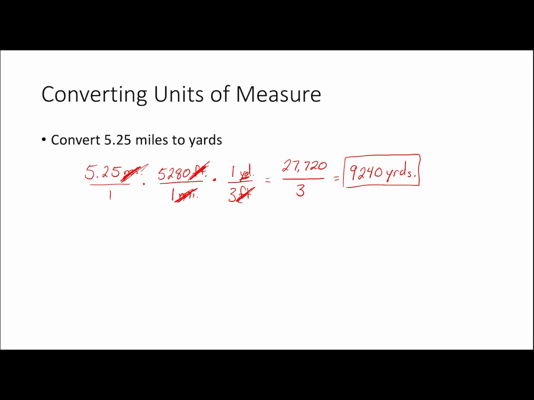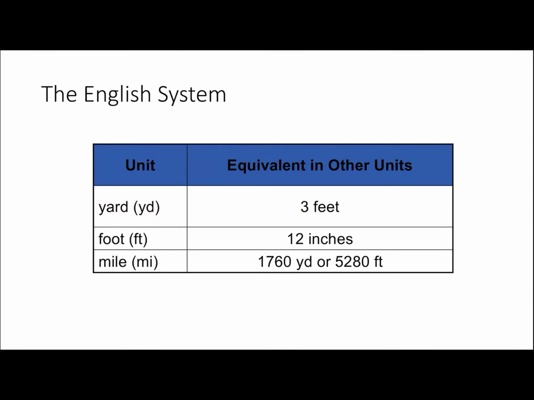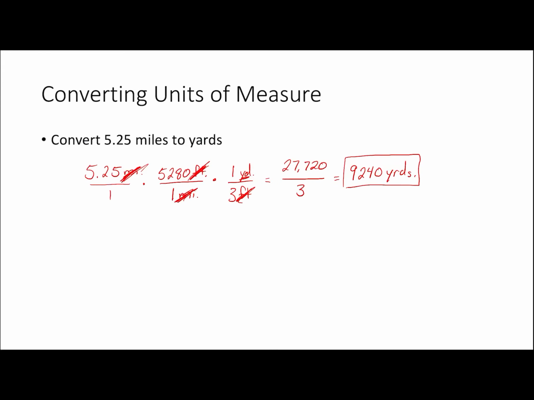Now, you could have taken the 5.25 miles, and in our previous slide, we said that it's 1,760 yards. And so you could have multiplied 5.25 times 1,760, and you would have still had the same number of yards. Okay, but I want to show you how to go from miles to feet and then from feet to yards in this fraction form, because as we do these conversions, that's the way we're going to do that. And so that would be our final answer, 9,240 yards in 5.25 miles.